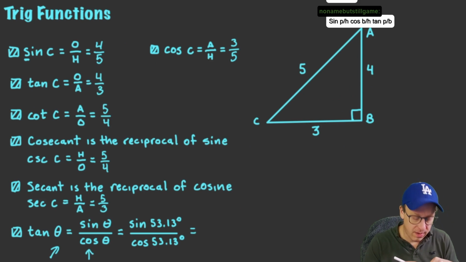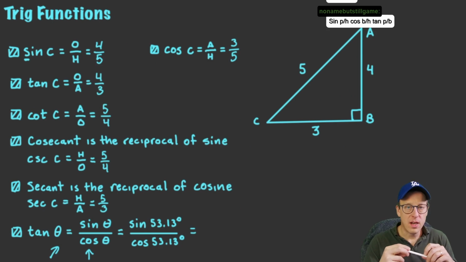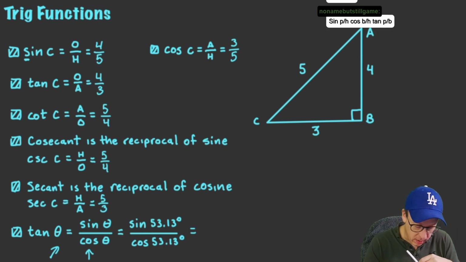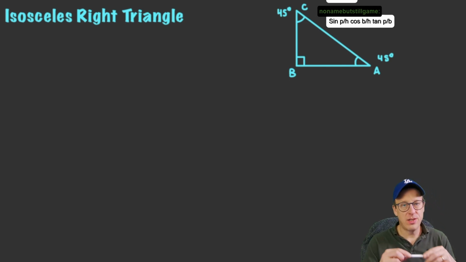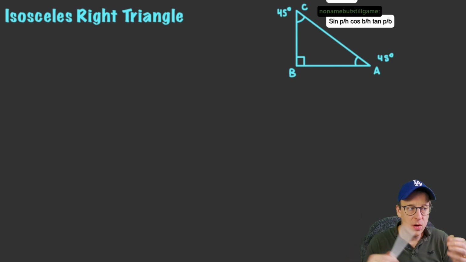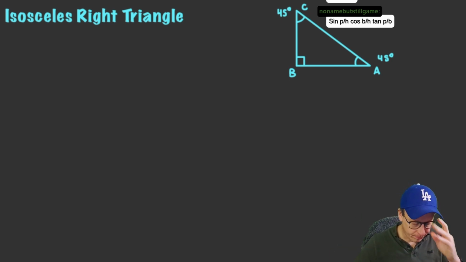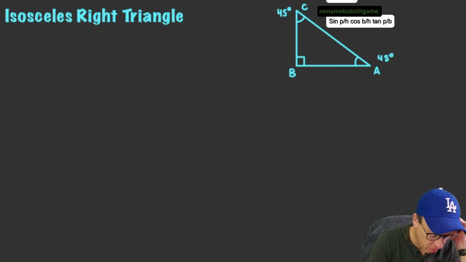And another thing is that the tangent of our angle is also going to be equal to the sine divided by the cosine of that angle. So that's another way to work out that solution. Now let's move on to isosceles right triangles. It's just a right triangle with two legs and also having equal angles. So let's work out a couple little problems.